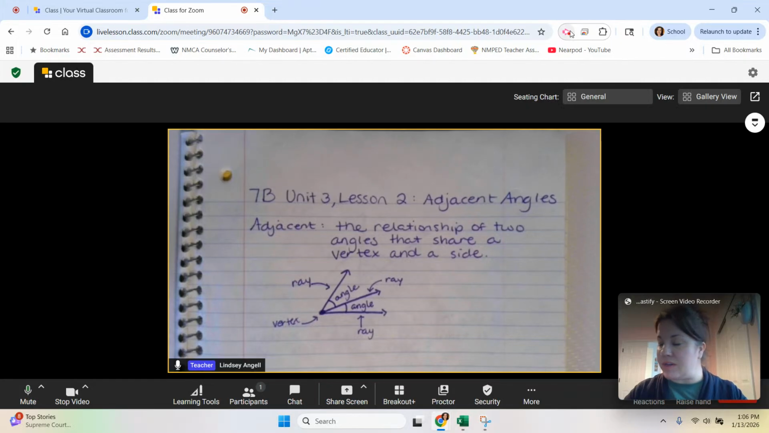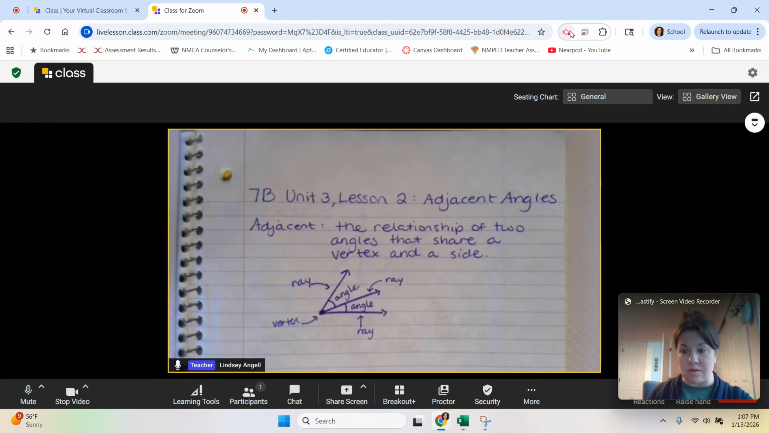So Unit 3, Lesson 2 is all about adjacent angles. There's going to be a lot of information in this unit that's definition based. You have to understand the definitions in order to do the problems. So if I were you, I'd keep a running record. Write these notes down, including the definitions. If you need to pause the video right now, write the stuff down that's on the screen, go for it. Adjacent means the relationship of two angles that share a vertex and a side.